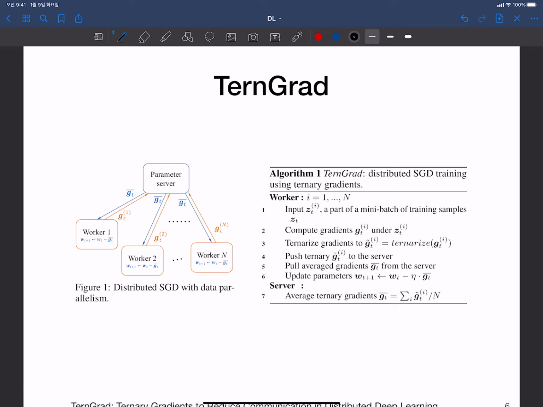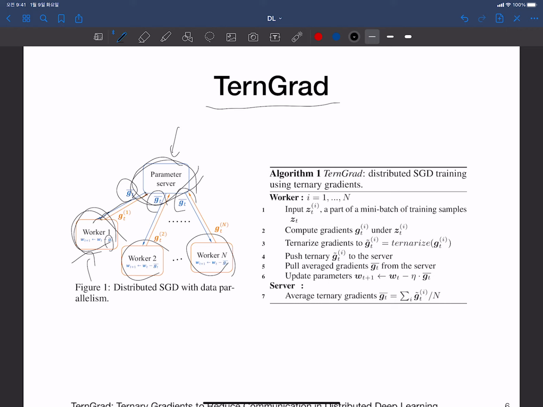Okay, so I want to first introduce TernGrad. TernGrad is a gradient compression technique. The scenario is very simple. There is one central parameter server, and there are many different worker nodes; a worker node is not the central parameter server. They just locally compute their gradient and send the gradient information to the parameter server. Okay, and the parameter server just combines all the information and sends back to each worker the averaged gradient.